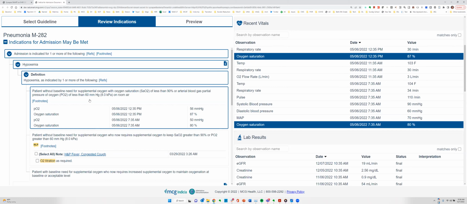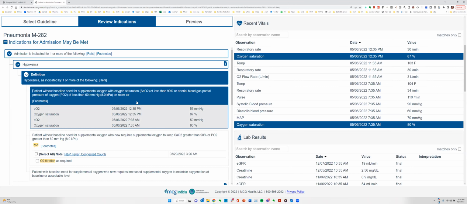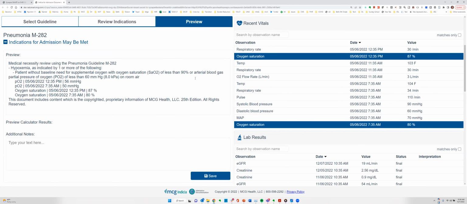And Raj, if you want to click on the preview button up at the top, there you go. You see that that information gets captured there. So not only the clinical criteria, but the context in which it occurs, right? This is the picture essentially of what represents hypoxemia for this patient in this indication.